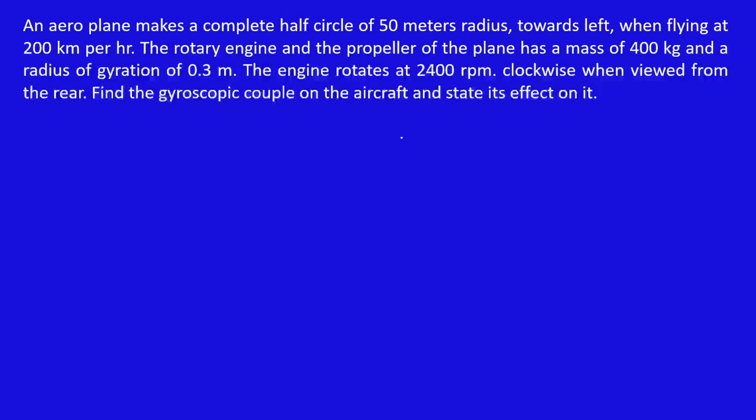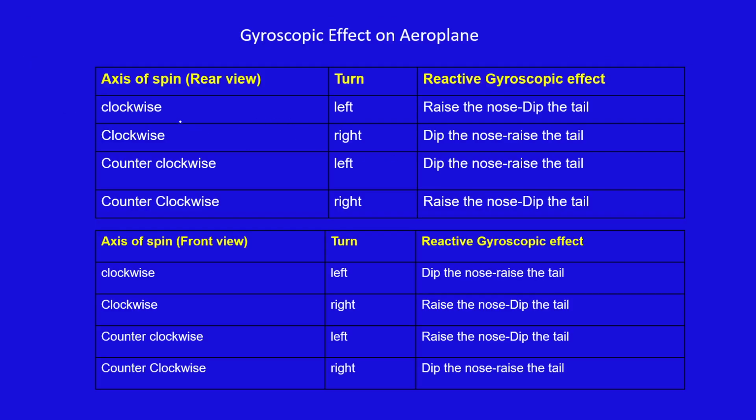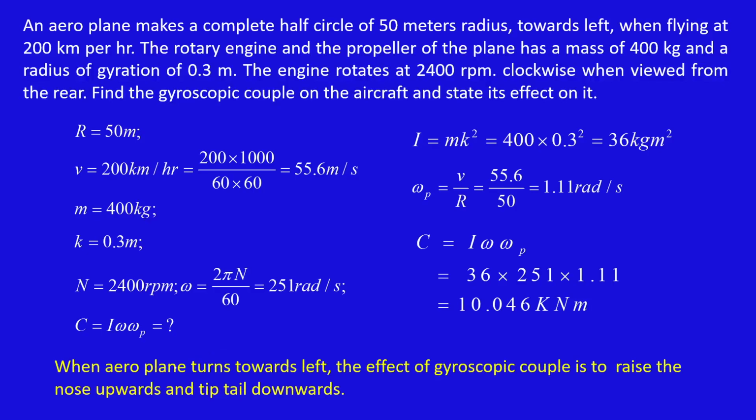Now, in the problem statement, the aeroplane makes left turn, rear view, and clockwise rotation. From the table, clockwise, rear view, left turn, the condition is rise the nose, tip the tail. So here, when the aeroplane turns towards left, the effect of gyroscopic couple is to rise the nose upward and tip the tail downward.